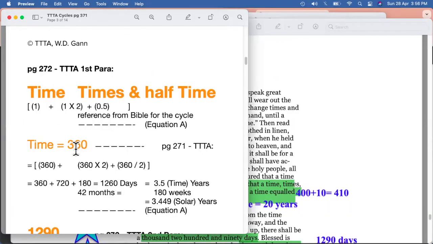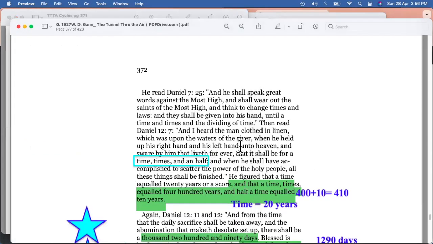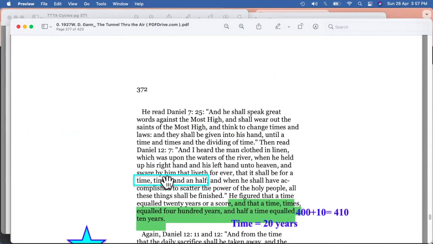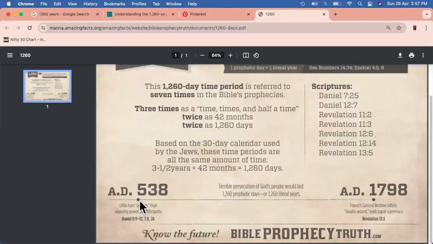So considering 360 as years, which has been given by W.D. Gann in his book as 360 years, and if you consider time, times and a half, it is somewhere around 1260 years. This is probably one of the cycles that we get across. So this becomes a very big cycle. This can only be done through historical backtesting because this is the only data that we'll have.